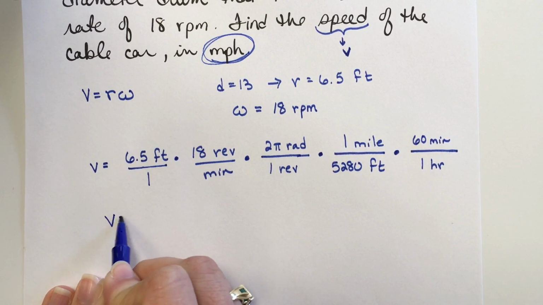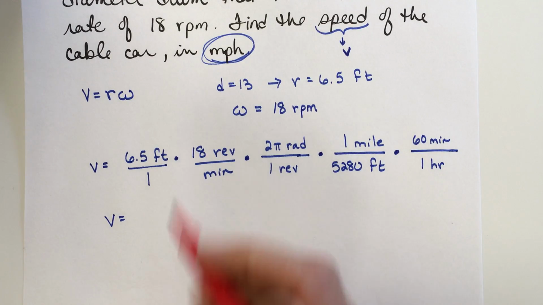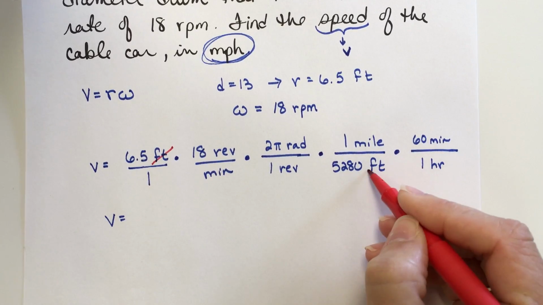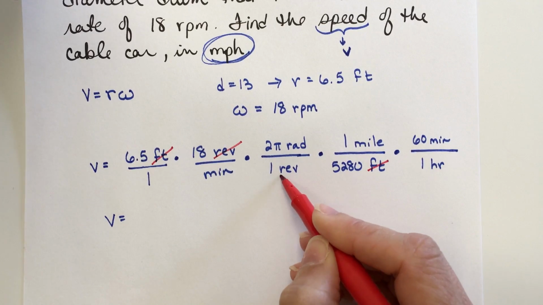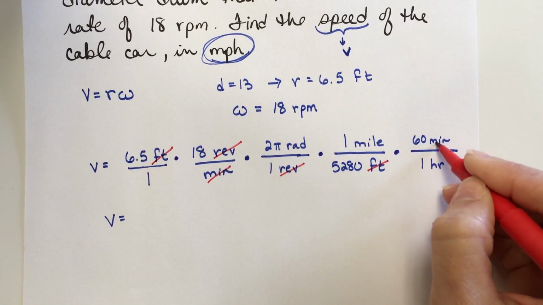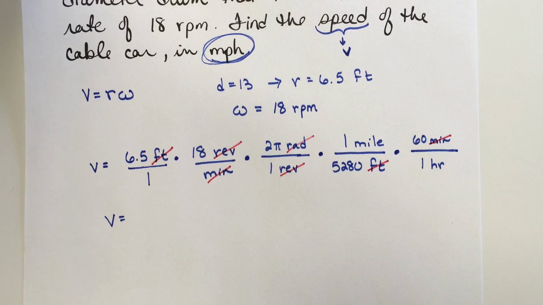So let's go through and cancel out what we've got here. The feet cancel, the revolutions cancel, the minutes cancel, and of course this is that situation where you're just going to pretend the radians is not even there.